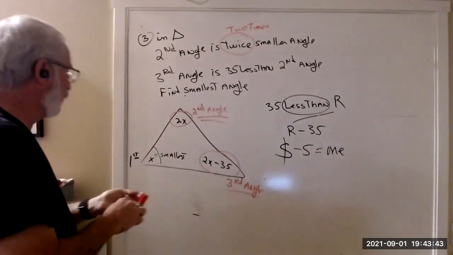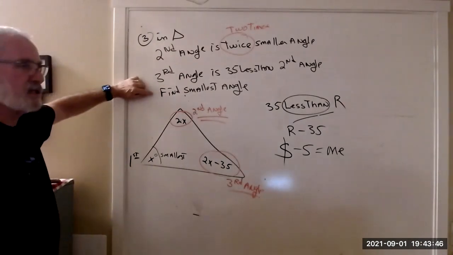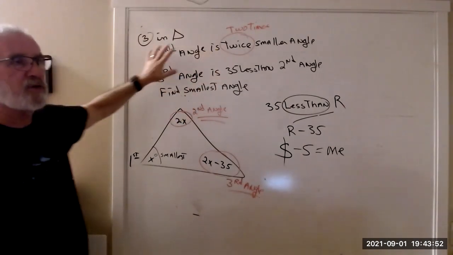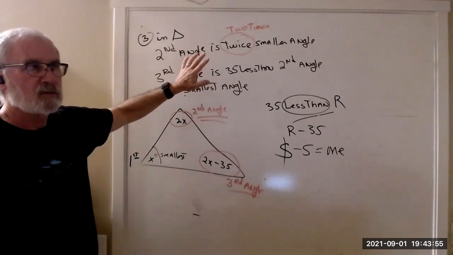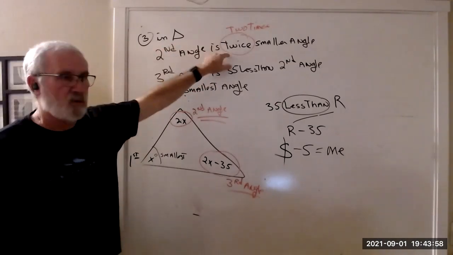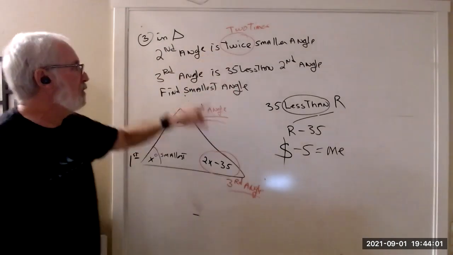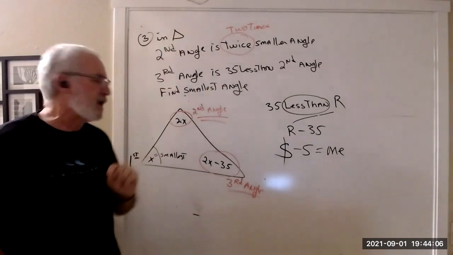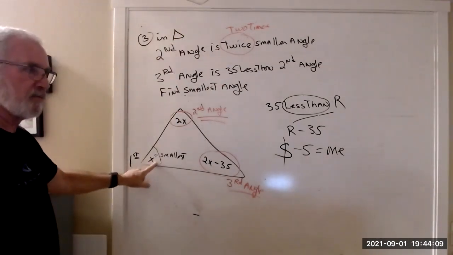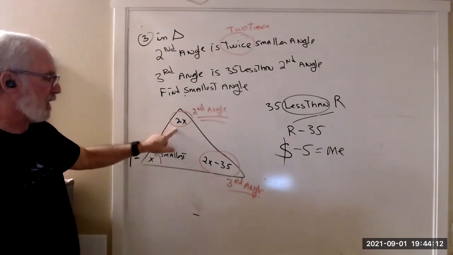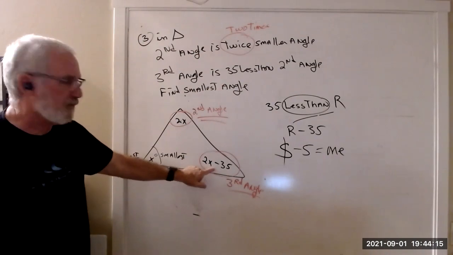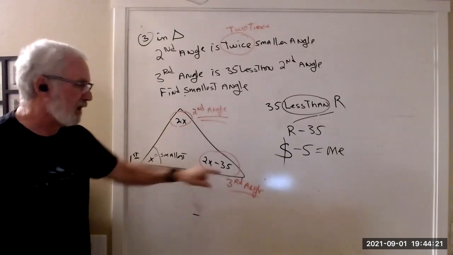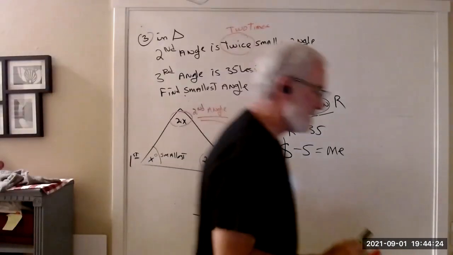So let's go back over this. Somebody always has to be X. And if you read this very carefully, everything was in terms of the smallest angle. The second angle was reliant upon the smallest angle. The third angle was reliant upon the second, which was reliant on the first. So the first angle was the key, that's why it was X. The second angle was twice, that was 2 times. The third angle was 35 less than the second angle. So whatever that was, less 35. So that's the setup.